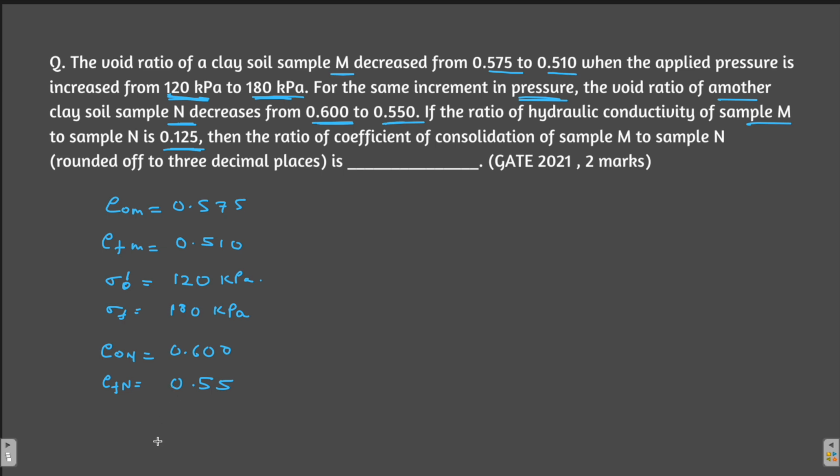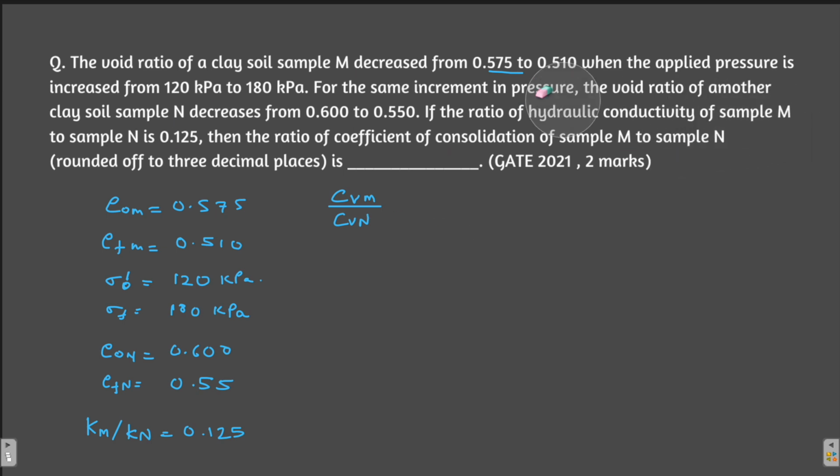Okay, the ratio of hydraulic conductivity of sample M to the sample N is 0.125. So why is hydraulic conductivity given to you? The ratio of M to N is given to you. Km is to Kn is 0.125. Then the ratio of coefficient of consolidation of the sample M to sample N is asked. So what we have to find out is the coefficient of consolidation, that is CV of sample M is to sample N. This is what we have to find out.